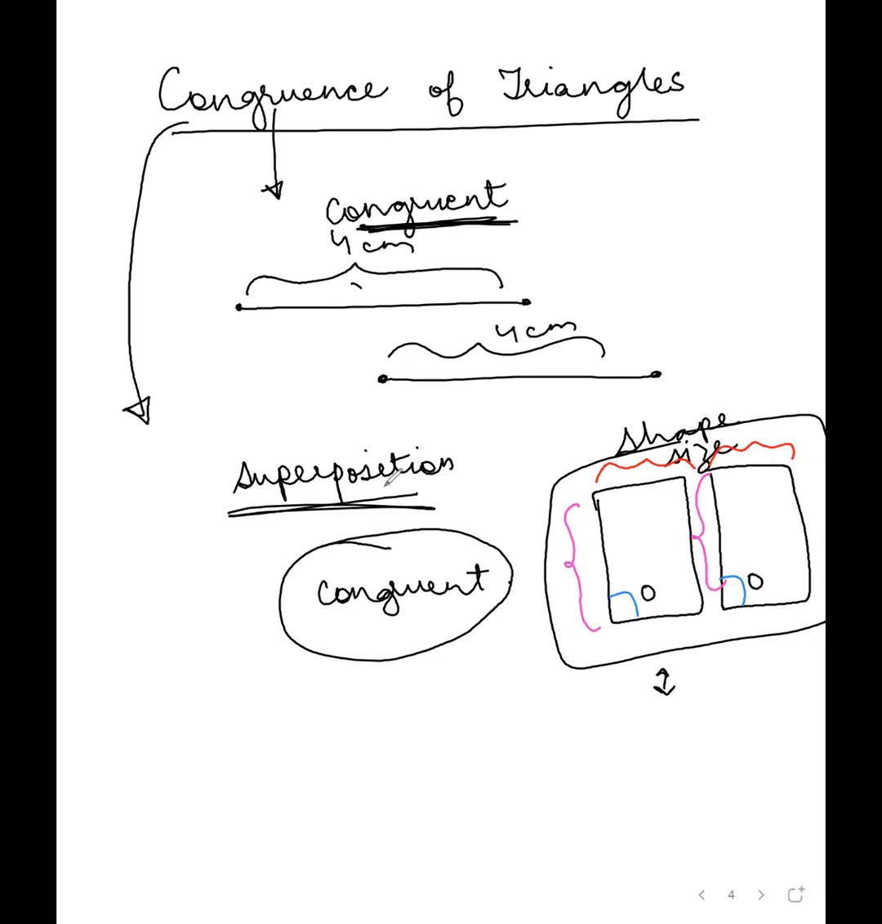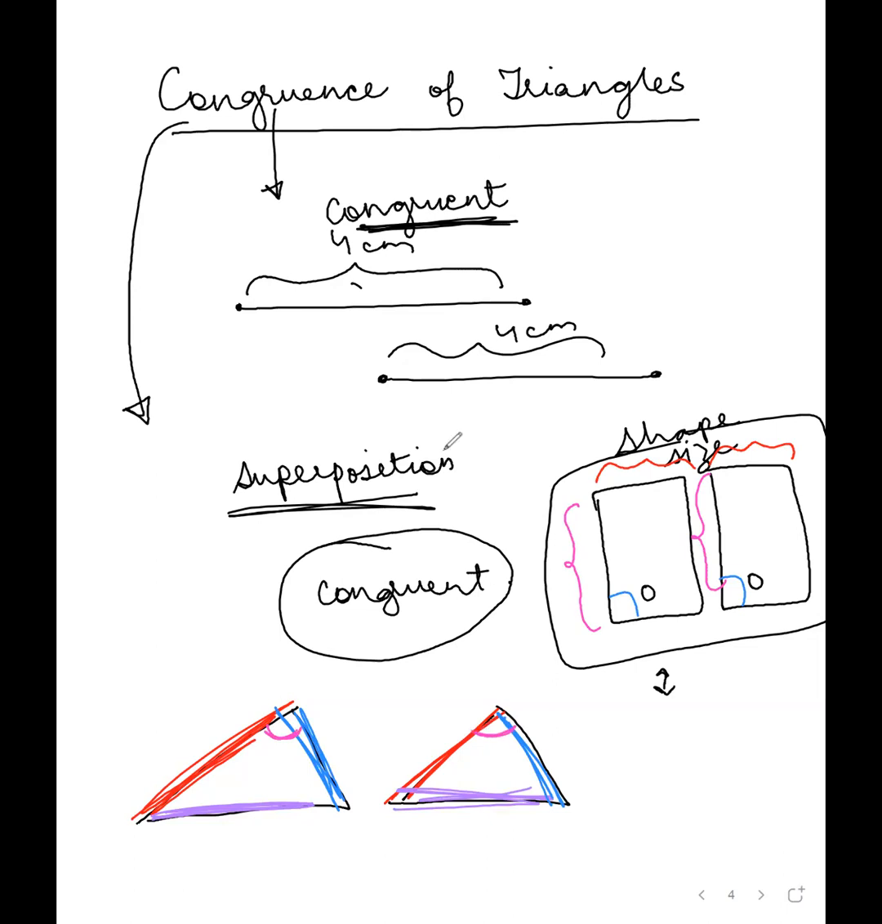So similarly, in triangles, we say that two triangles are congruent when all of their aspects are equal. This side should be equal to this side, this side should be equal to this side, and this side should be equal to this side. Not just the sides, the angles also. This angle should be equal to this angle, and so on. All three angles should be equal to each other. Are you getting it? Yeah.